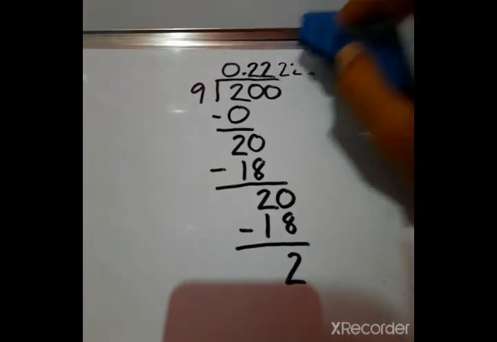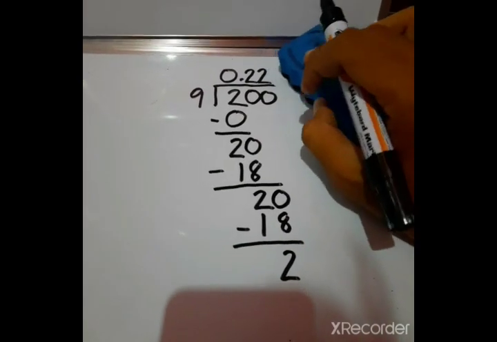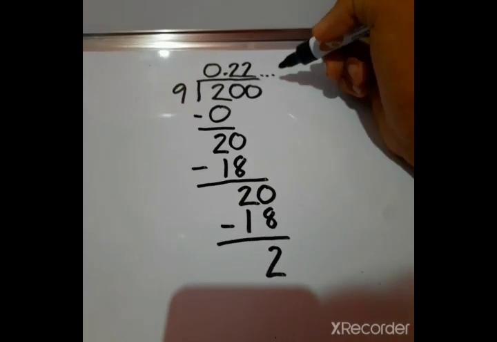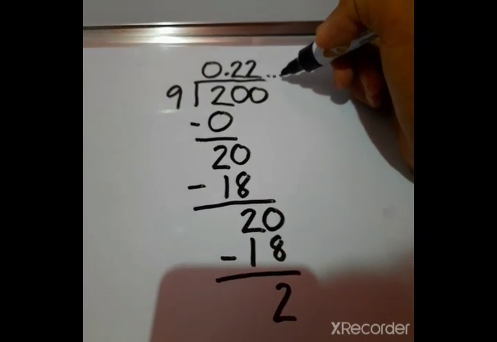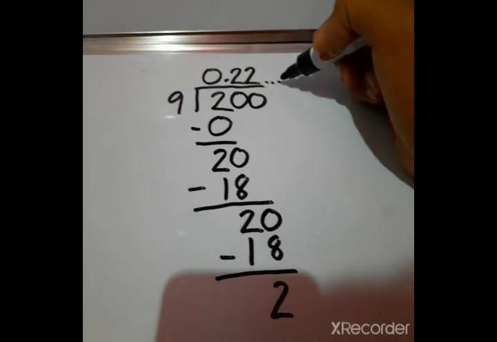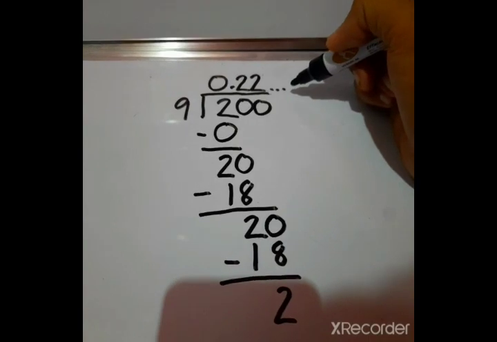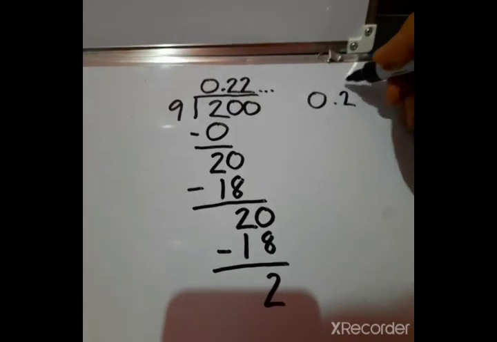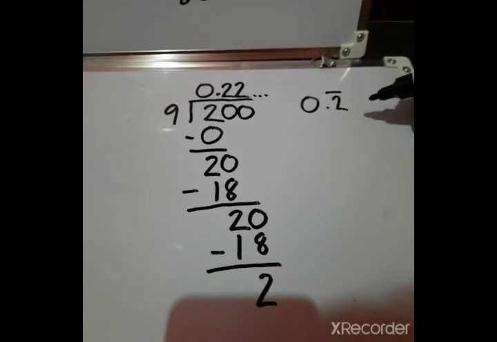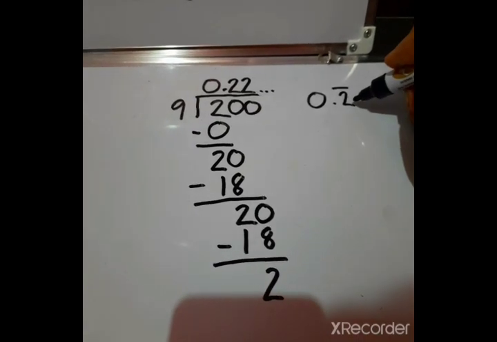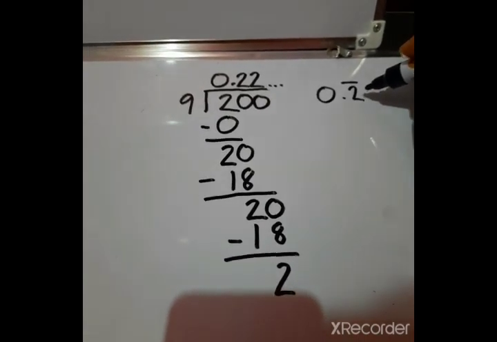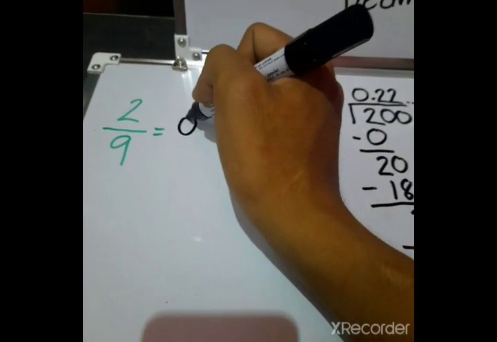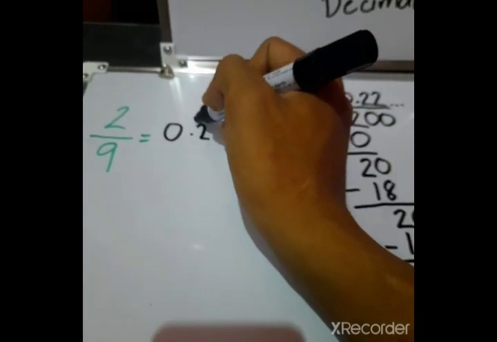So instead of writing an infinite 2, we can write 3 dots, also called ellipses. This will indicate that the decimal number is a repeating decimal. Or you can write also 0.2 and write a vinculum on top of 2, because number 2 is our repeating decimal. So therefore, 2 over 9 is equal to 0.2 with vinculum.